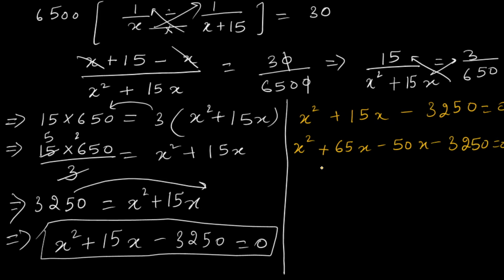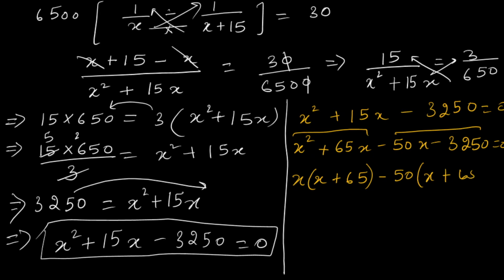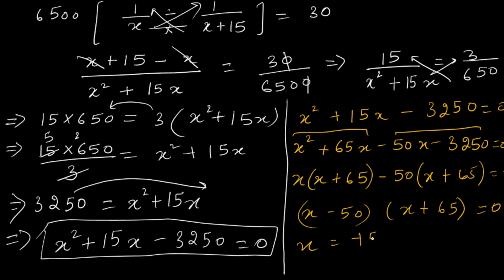Here I am not going to explain this process; I hope you already know it. Now this is one pair, so here x is common. So x plus 65, minus 50 is common, and again here also x plus 65. So x minus 50 into x plus 65 is equal to 0. So x is plus 50 or minus 65.